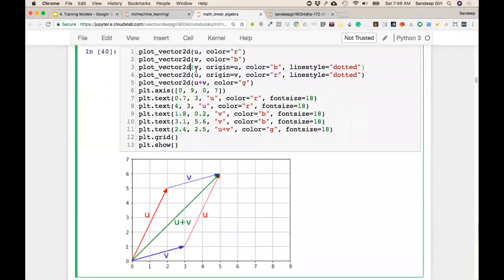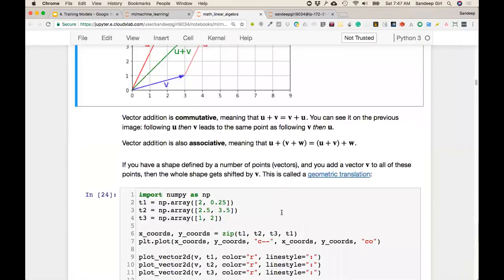So here we are drawing this vector v, and we are saying origin is u, meaning this one. You see this one, the same vector with the origin as u. That's what it means. Similarly, we are drawing this one with origin as v. So starting from this as origin, it's drawing this. This is just for drawing. Wonderful.